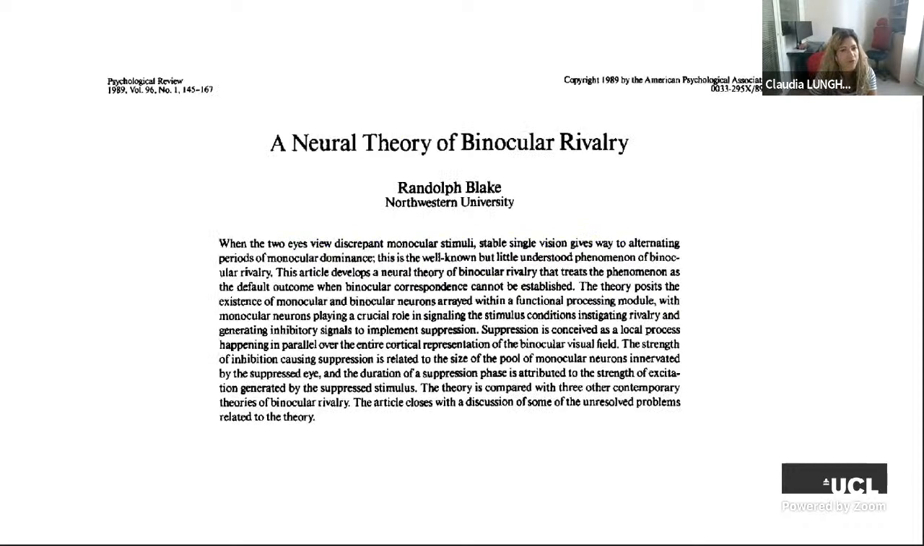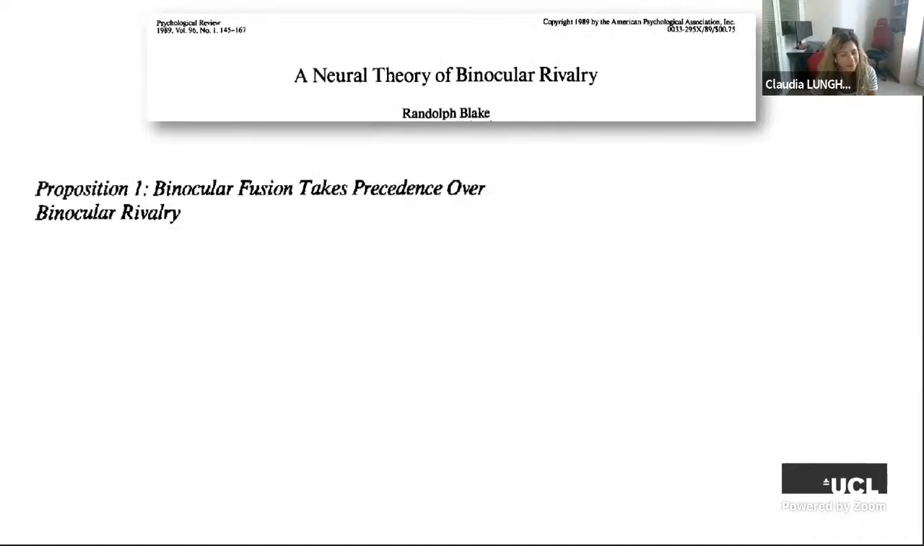This theory was first formalized by Randolph Blake in 1989 in his paper, The Neural Theory of Binocular Rivalry. In this paper, Randolph Blake states his theory in 7 propositions. I won't have the time to go through all of them, but we'll just focus on the most important. The first proposition is that binocular fusion takes precedence over binocular rivalry, which makes sense: if the inputs presented to the 2 eyes are compatible, our brain automatically fuses them. So the first attempt of our brain will be to fuse the images of the 2 eyes. That has precedence over binocular rivalry, which will instead take over if the figures presented to the 2 eyes are not compatible. And then they'll engage in a competition.